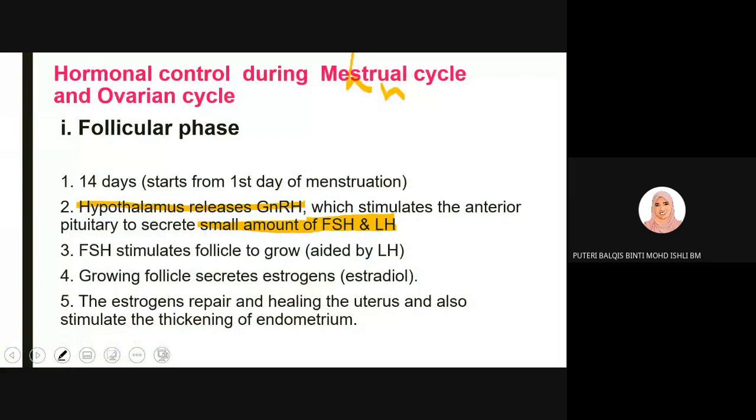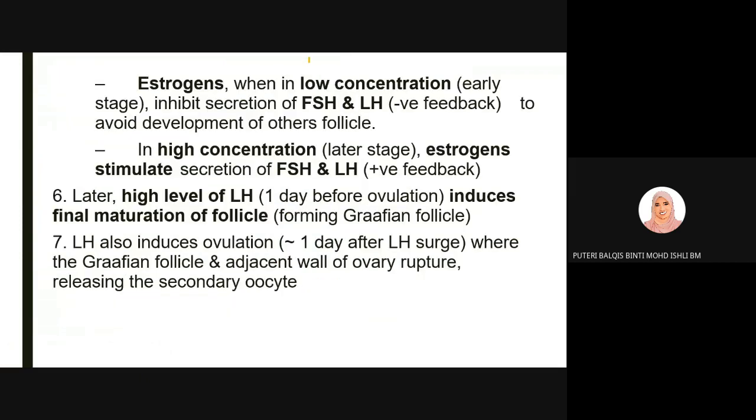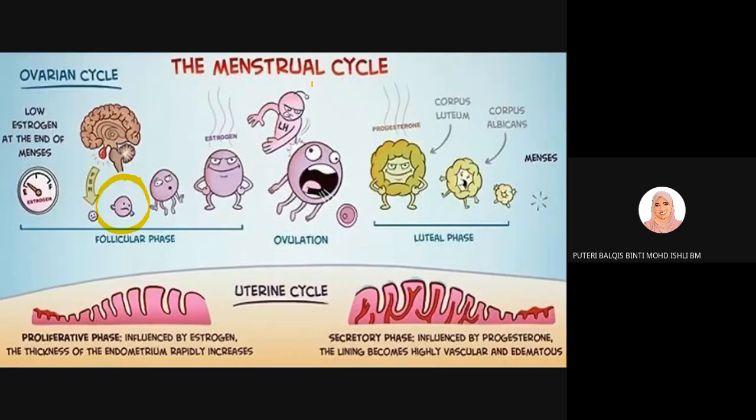FSH stimulate follicle to grow. Growing follicle secrete estrogen. Estrogen ni buat apa? Repair and heal the uterus. Estrogen ni awal-awalnya dia sedikit sebab follicle tu kecil. So bila follicle kecil, estrogen yang dihasilkan pun adalah rendah. Macam saya tunjuk tadi, ni adalah follicle. Masa dia kecil ni, dia akan hasilkan estrogen, tapi estrogen yang dihasilkan adalah rendah.